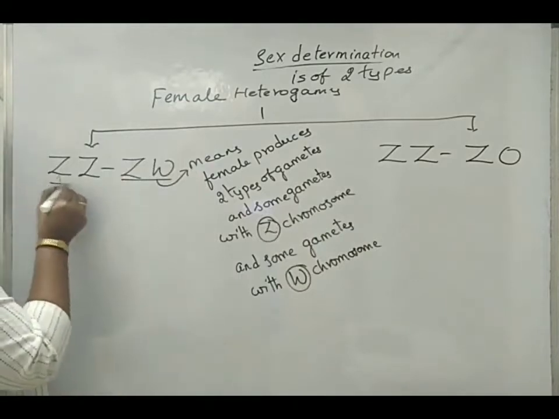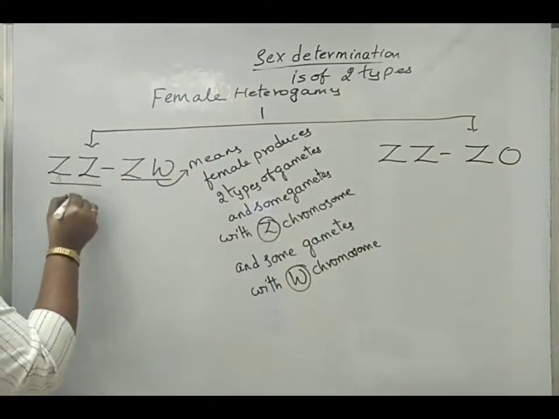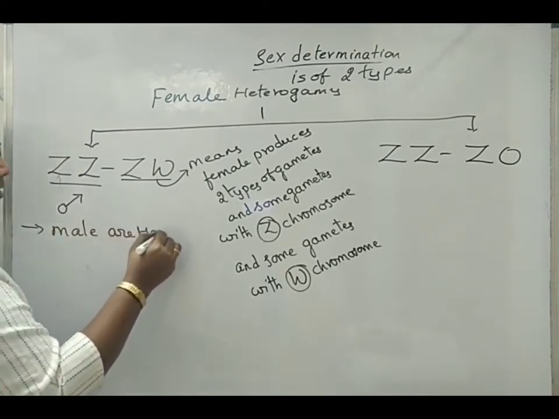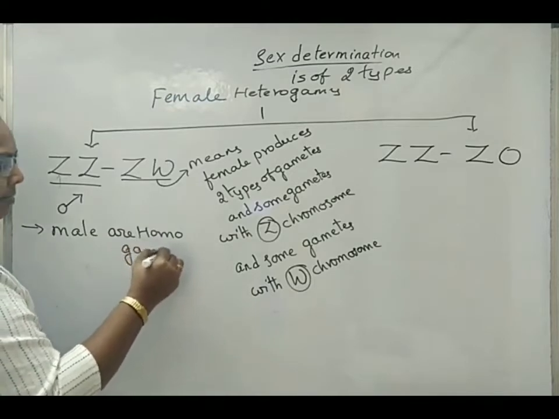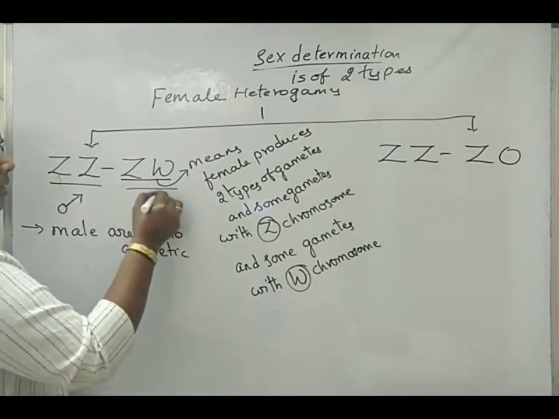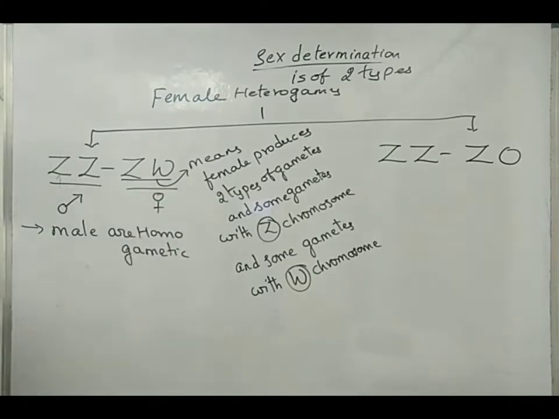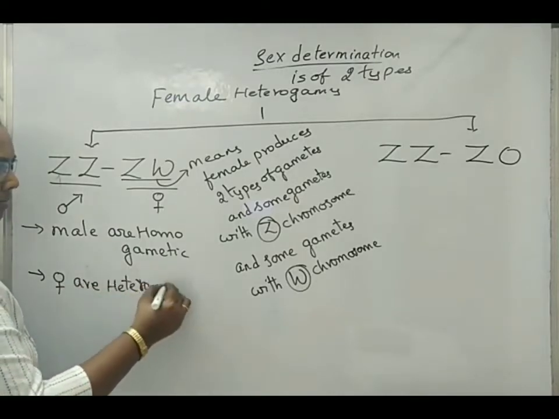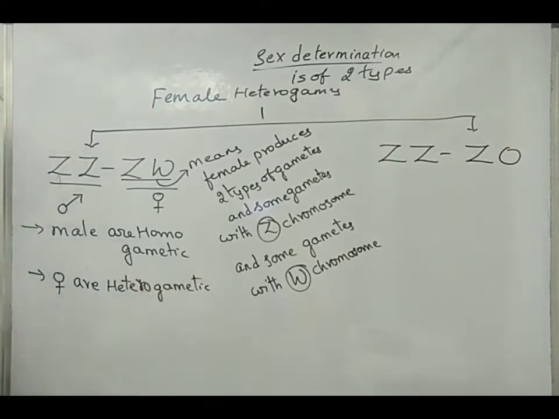Now, this type of chromosome distribution is indicating male here. So we can write here as male are homogametic. Now, this type is indicating the female organism. Female are heterogametic. So let's see some examples which are very much important here, either in case of male heterogamy and female heterogamy also.